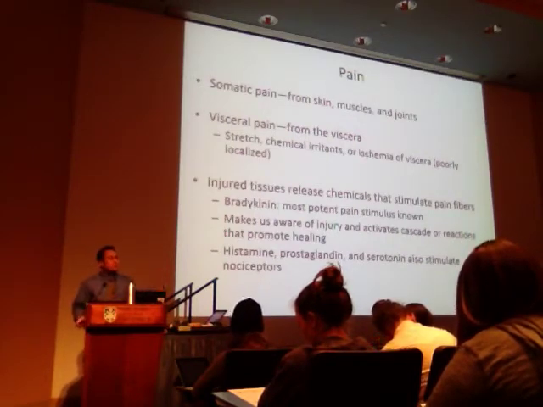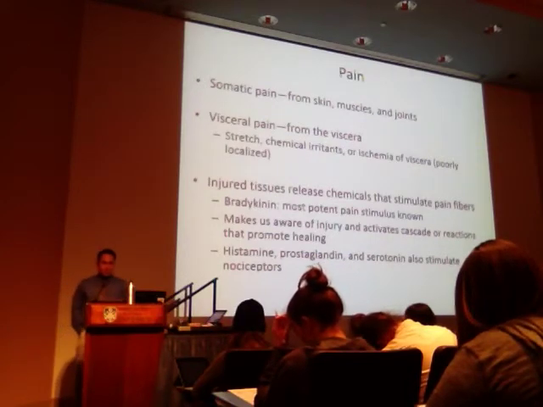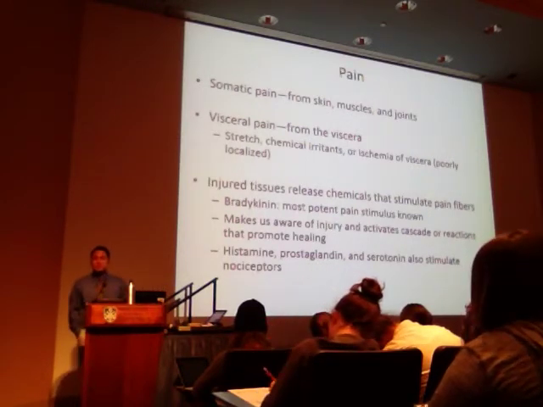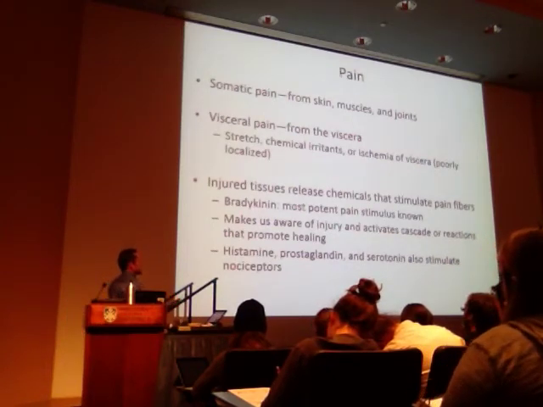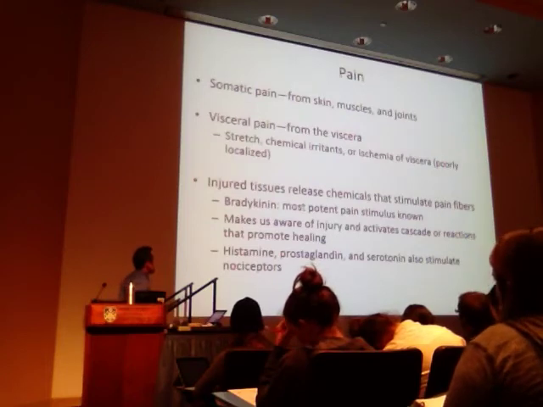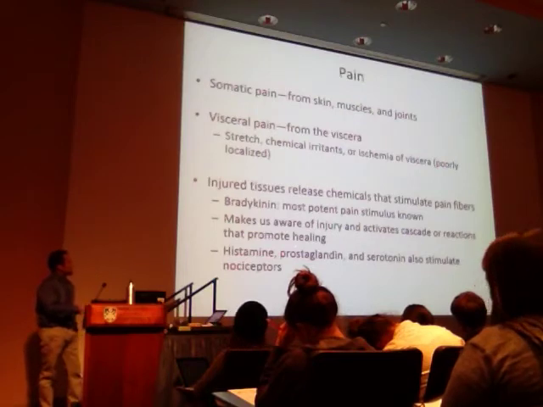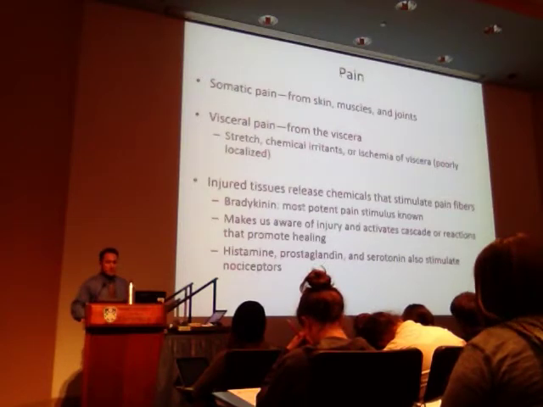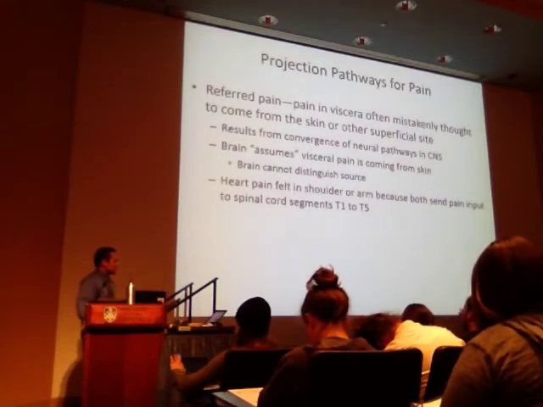What happens? How does it trigger a pain response? Well, the tissues that are injured or are compromised, they release chemicals, neurotransmitters essentially, and they stimulate these nociceptors. So bradykinin is one of the most potent pain stimulants that we know of. It serves as a neurotransmitter and binds to these nociceptors. It makes us aware of the injury. Some other ones that are used, histamine, prostaglandin, and serotonin, also stimulate nociceptors. Now, what's interesting about our distribution of pain receptors throughout the body is that there's a lot of overlap.